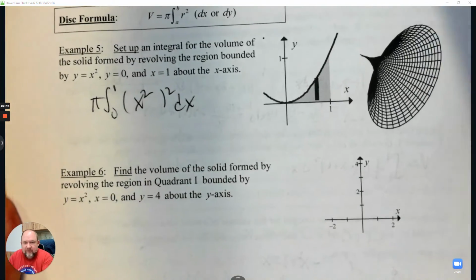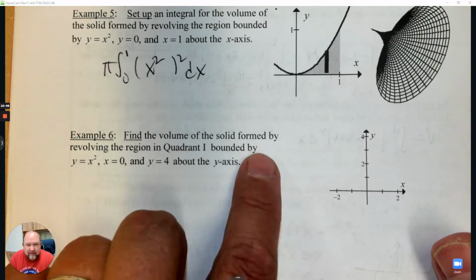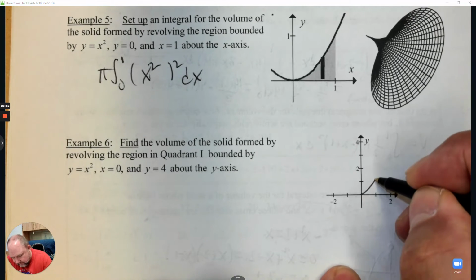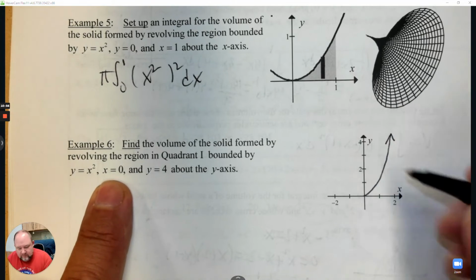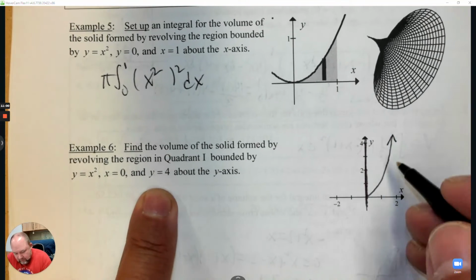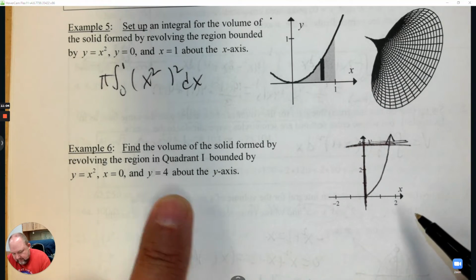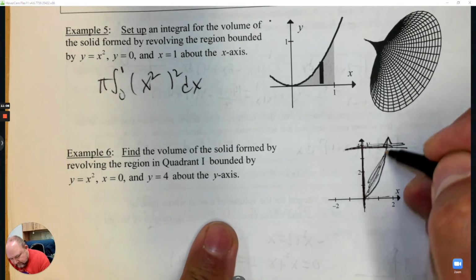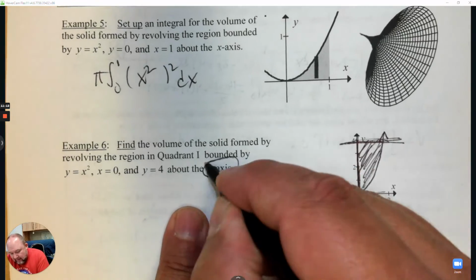For example number 6, find the volume of a solid revolved around that is bounded by this. So it's the parabola. X equals 0 is the y-axis. Y equals 4 and the y-axis. So this is right here. That's the area I'm revolving, and I'm going to revolve it around the y.